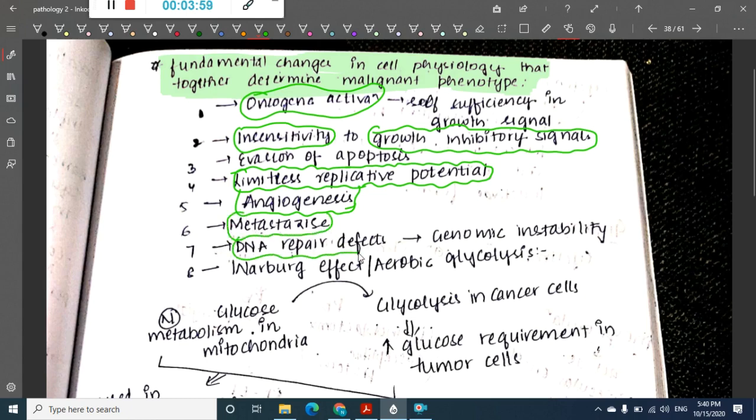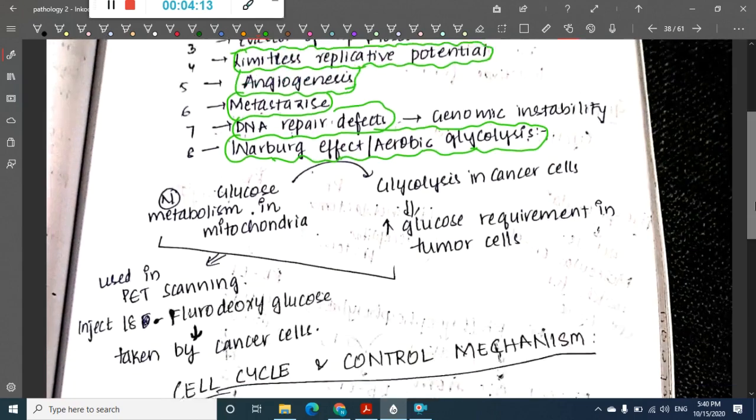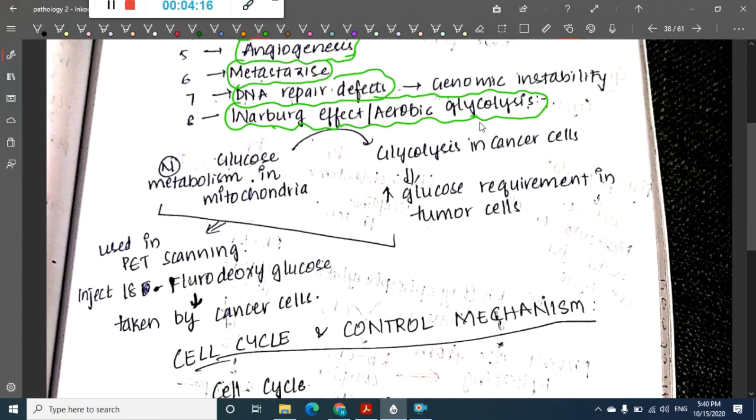There will be DNA repair defects, and the cancer cells will also have a type of glycolysis which is called the Warburg effect, or aerobic glycolysis. In the Warburg effect, normal glucose metabolism in mitochondria is changed to glycolysis in cancer cells. Why is it changed to glycolysis? Because tumor cells have an increased glucose requirement.